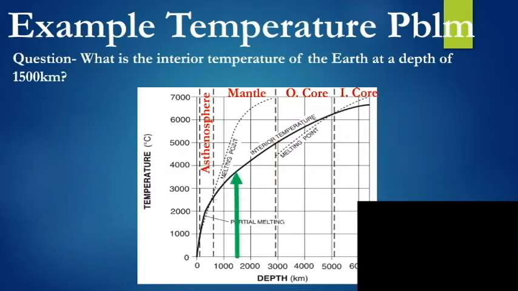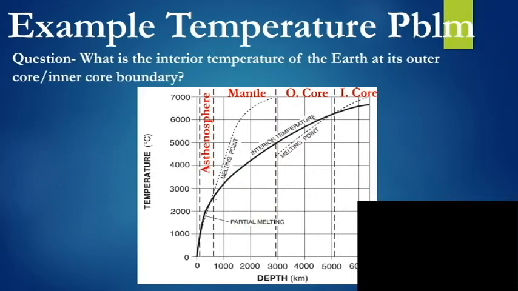We move up, we hit the line, and we move to the left. So there it is. We have to read it, and it's about 3,800. You can estimate 3,800 degrees Celsius. So that's insanely hot, right? 3,800 degrees Celsius is very, very hot.